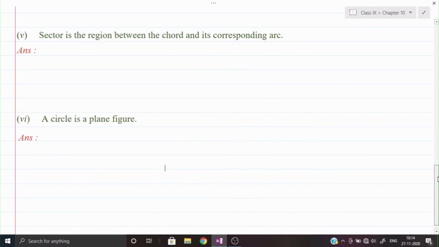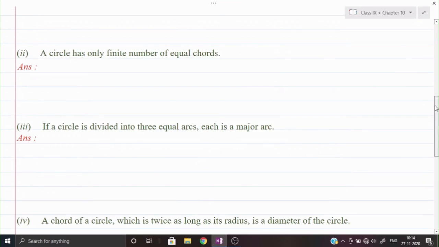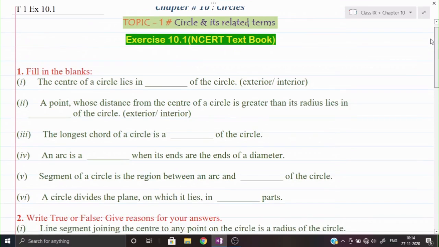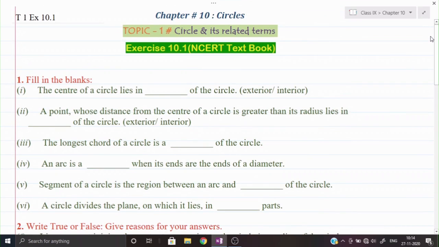So the first question we are seeing, 10.1, is a very simple exercise. Fill in the blanks and true/false are only given over here. So let us start first of all with the fill in the blanks. Okay, the first fill in the blank is given over here. The center of a circle lies in dash of the circle.